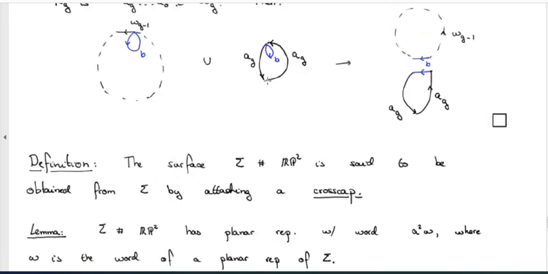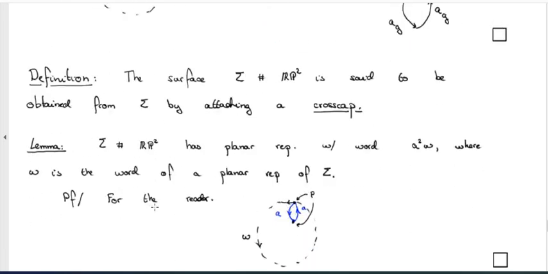What is easy to see also already from this picture, but we are going to redo it again, is that attaching a cross cap has also a planar representation if sigma had one. And the word describing it is A squared W, where W is the word describing sigma. And the proof is almost immediate, so you just draw the planar representation of sigma here, right?